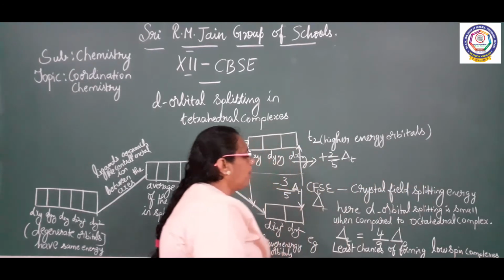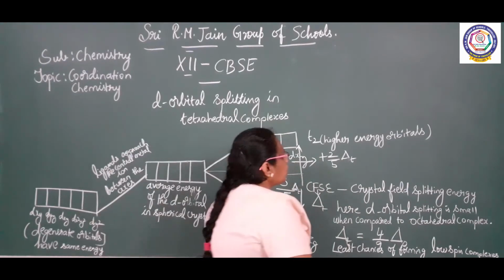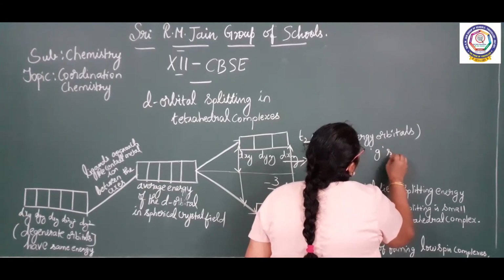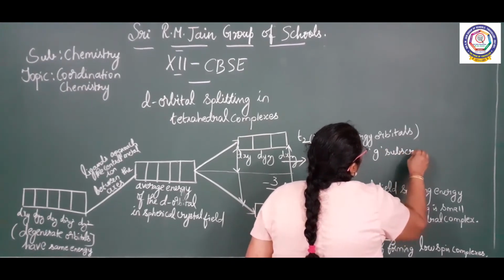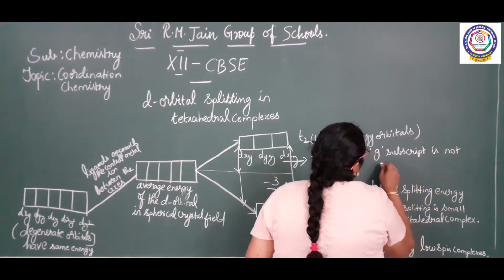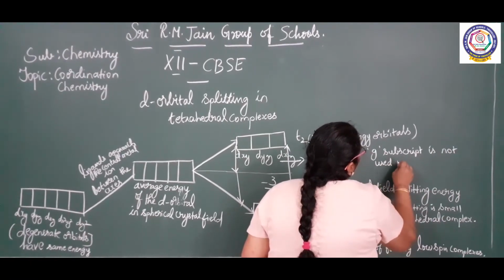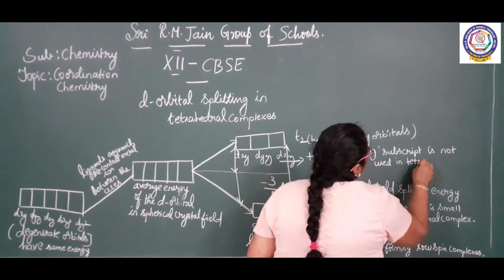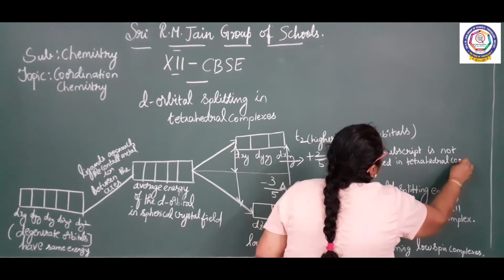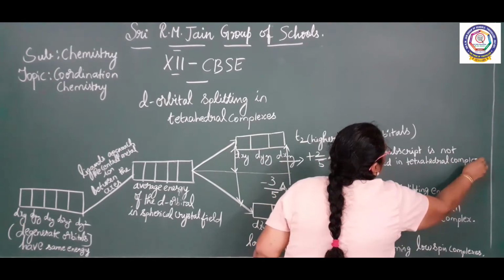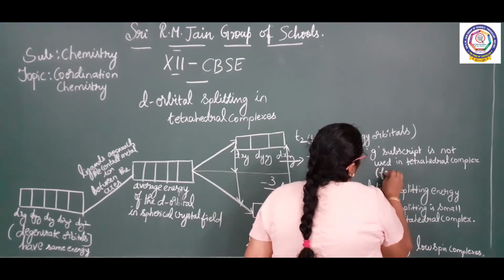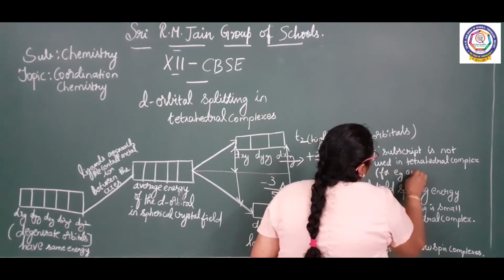Least chances of forming low spin complexes. Usually the g subscript is not used in tetrahedral complex. The g subscript is not used in tetrahedral complex for eg and t2g.